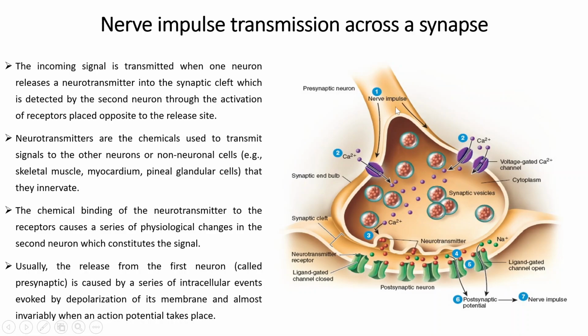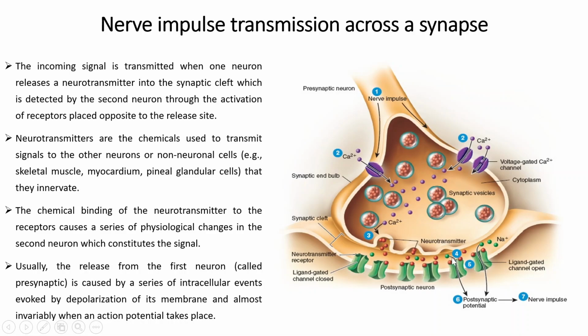When the nerve impulse reaches the site, the voltage-gated calcium ion channels present here will open. This will result in the movement of calcium ions from the extracellular space to the inside of the axon terminal, or to the inside of this bulb. This in turn will allow these neurotransmitter-containing vesicles to go and fuse to this membrane. On fusion, they will release the neurotransmitter molecules into this gap region, which is also known as the synaptic cleft.